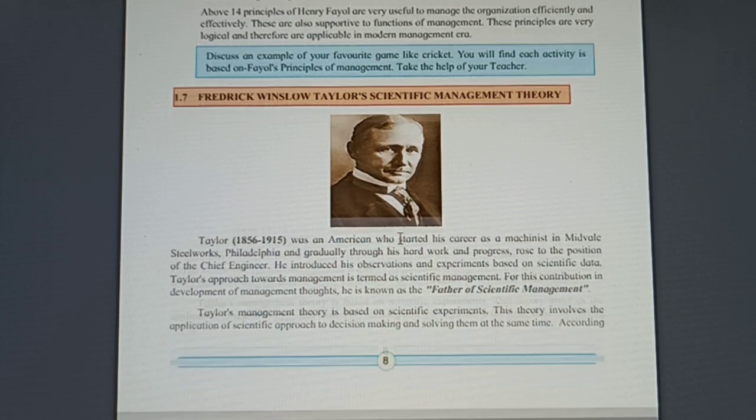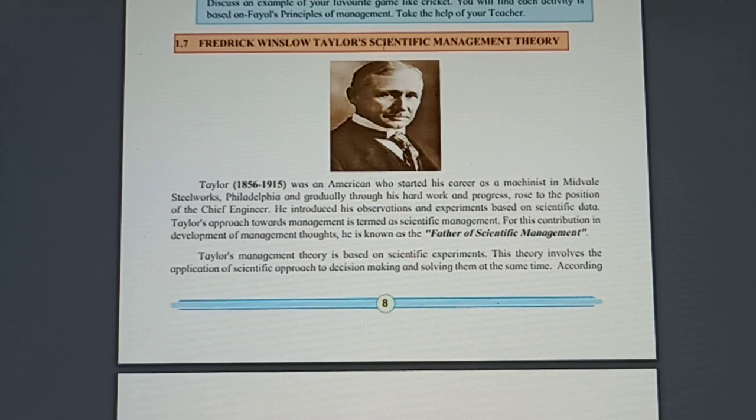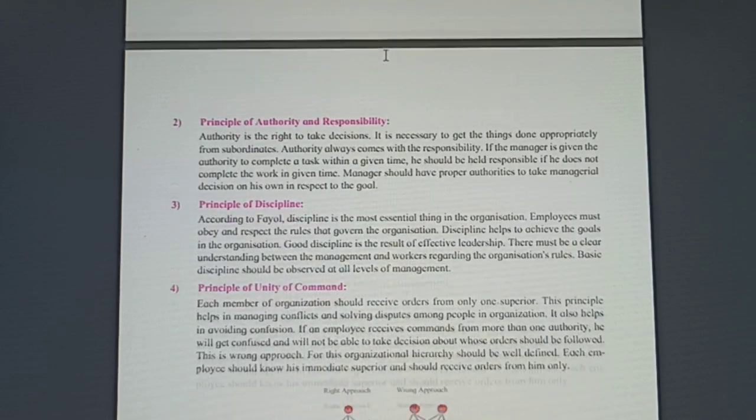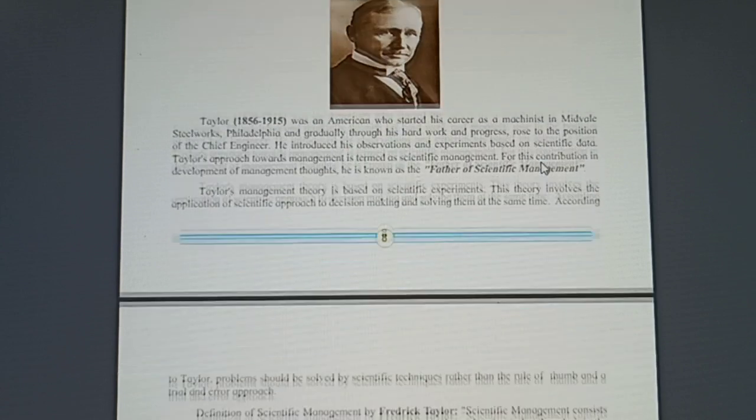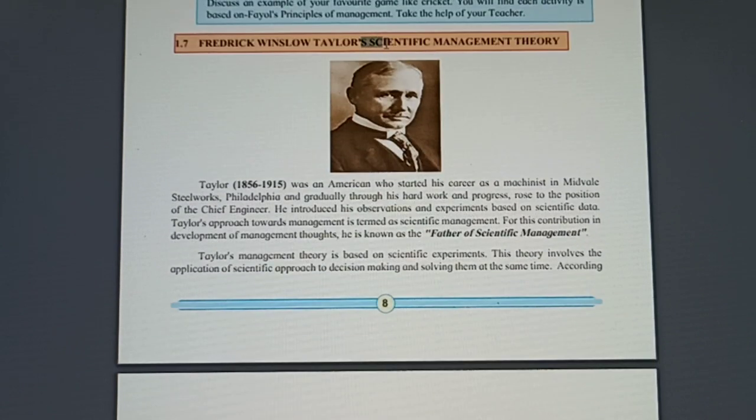Second, important part of this chapter is F.W. Taylor, full form Frederick Winslow Taylor's scientific theory of management. The first theory we saw was Henri Fayol's administrative theory of management. Here the word is scientific management theory. One word is added. Now this whole theory is based on science, based on experiments. Mr. F.W. Taylor had propounded this theory. That's why he is called the father of scientific management.